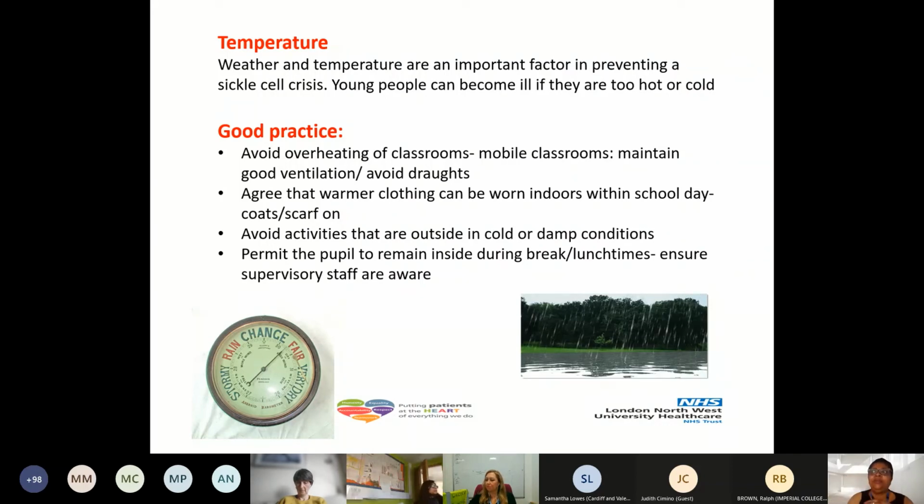If the child is sent to school with extra clothing, there's a reason. Weather's cold, allow them to take layers off, put layers on as and when they need to. It's not that they're being awkward, it's because they're feeling chilly and they're trying to avoid a sickle pain crisis. In snowy weather, if the child says they're too cold for the weather outside, whether sleet, snow, whatever, it's a good idea to keep them inside and make supervisory staff aware.